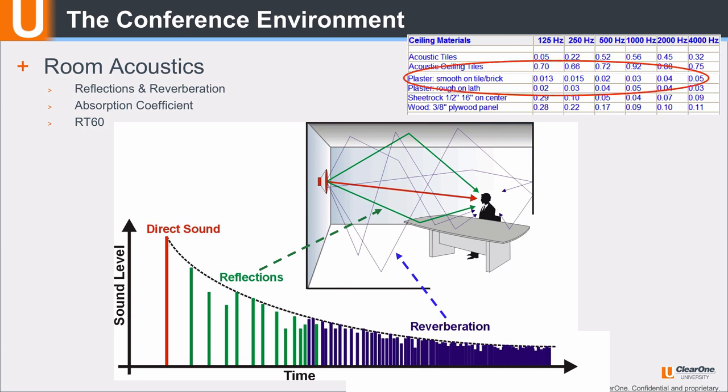One method of measurement of a room's reflective characteristics is RT60. RT60 is the time it takes for reverberation to decay 60 decibels or to an inaudible level once the source of the sound has stopped. For large conference rooms, it should not exceed 500 milliseconds.